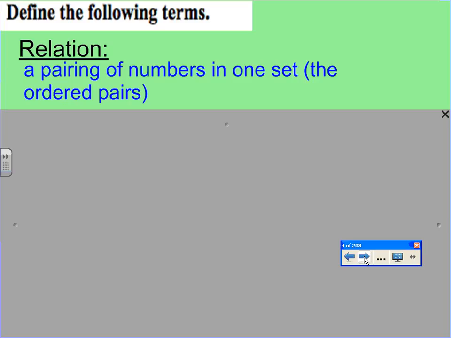Okay, first definition. Relation. So what is a relation in terms of graphing and in terms of a function? It's a pairing of numbers in one set, in parentheses, the ordered pairs. So a pairing of numbers in one set is a relation, which you could also say that the ordered pairs are a relation. So we're going to use the term relation to determine if a set of points is a function or not.